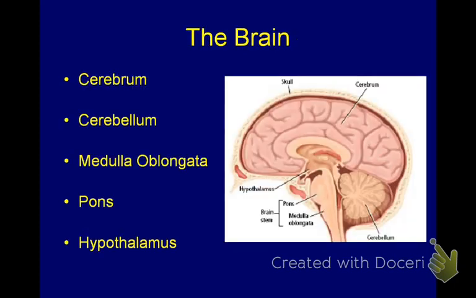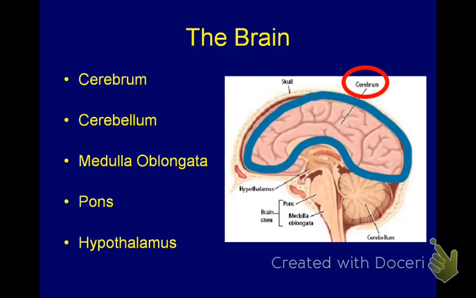Let's take a look at the brain. The biggest part of the brain is called the cerebrum. It's this part right here, the largest part of the brain. Back behind is the cerebellum. Cerebellum is here. The cerebellum controls movements, muscle coordination. Cerebrum is in charge of higher thought processes. So cerebrum, higher thought processes, emotions, senses. Cerebellum coordinates movement.